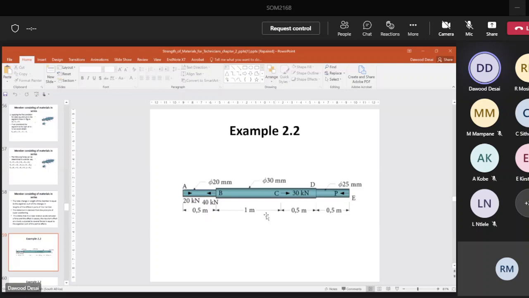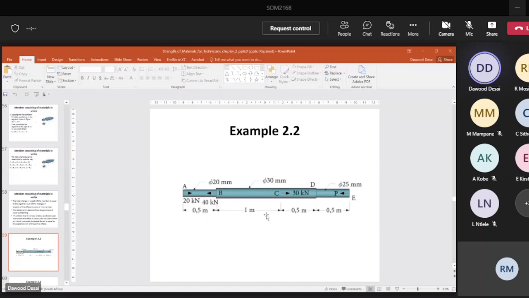So likewise, it's 20. There's the formula here now. Use the same formula for each segment. So P will be minus 20. What is the length of AB? We're only talking AB. The length is 0.5 meters. They give you the A value. They give you the diameter, so you can calculate the area. They give you the E value. You put all that in.